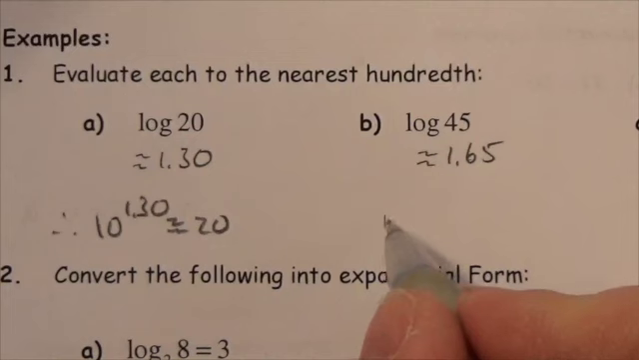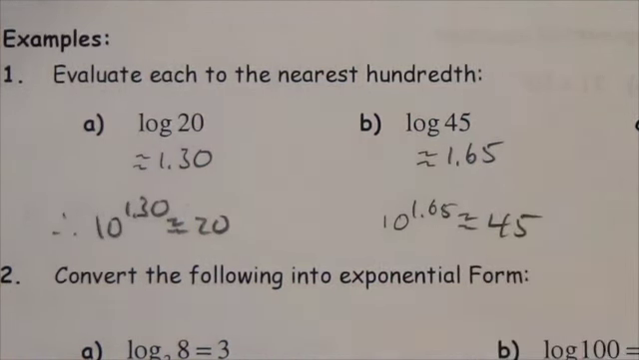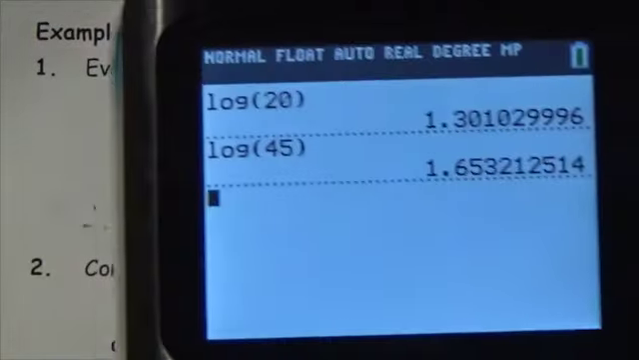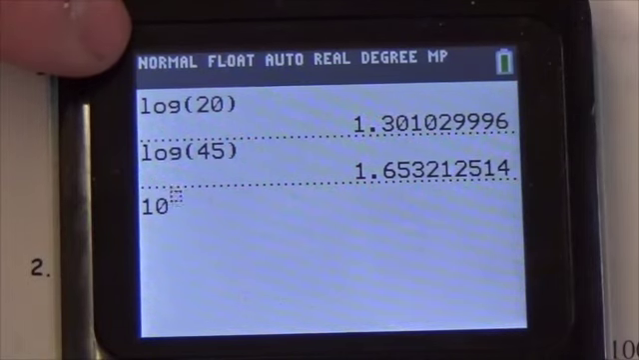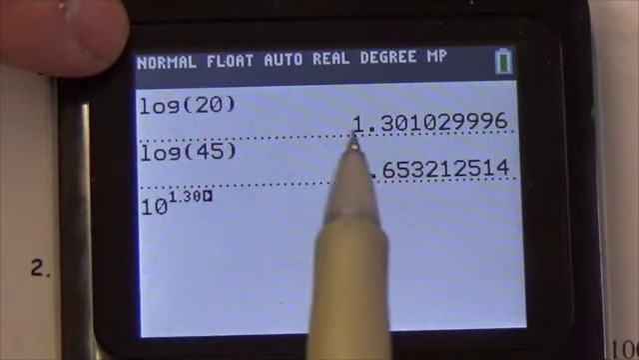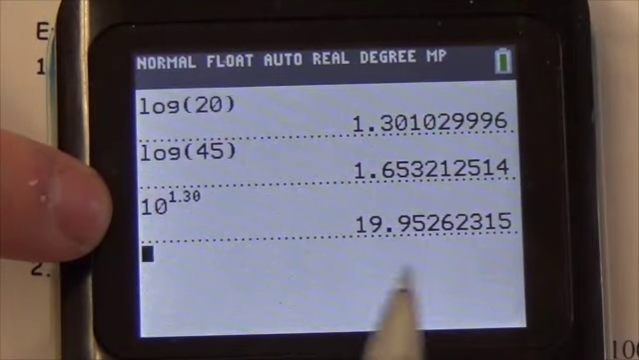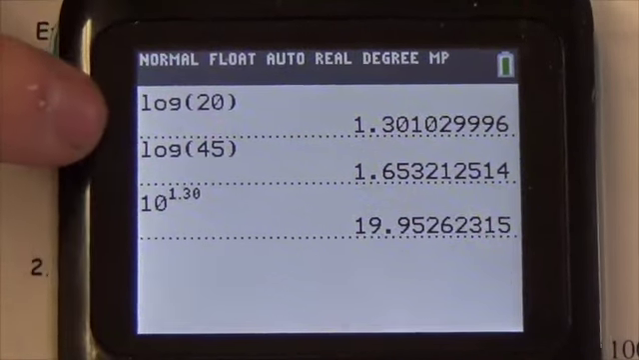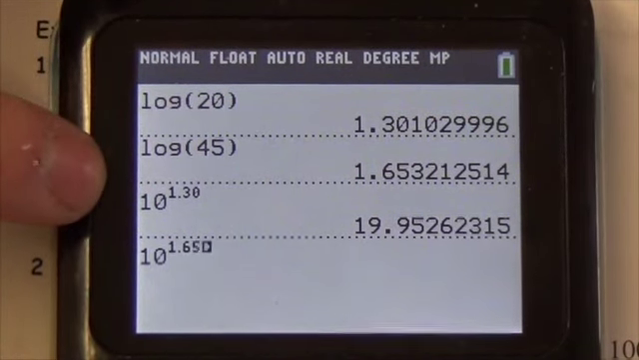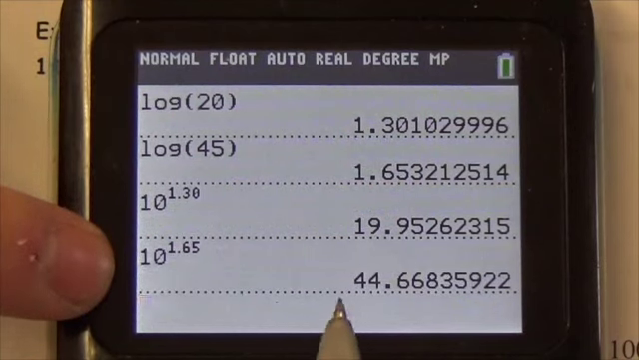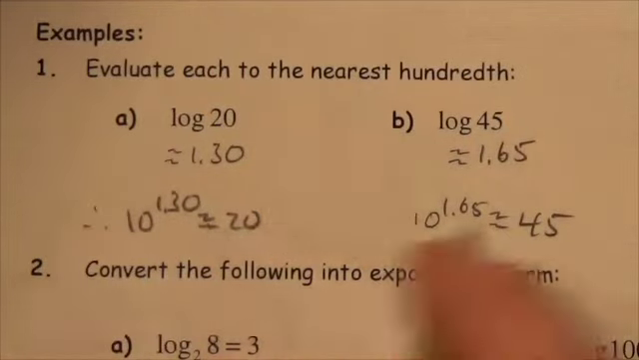If I raise 10 to the power of 1.65, that should be approximately 45. Now let's just check those. So if I've got 10, and now I'm just going to do this approximately here, just to show you, because that's my 1.30. I could pull that number right out of here again, but let's just watch this. Okay, look at that, 19.95. Yeah, that's approximately 20. 10 to the power of 1.65 should be approximately 45, and there it is, 44.668. Rounds to 45. Good. There we go.